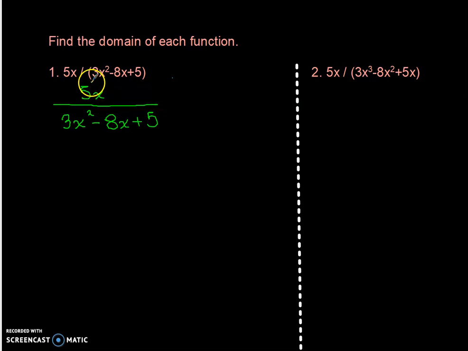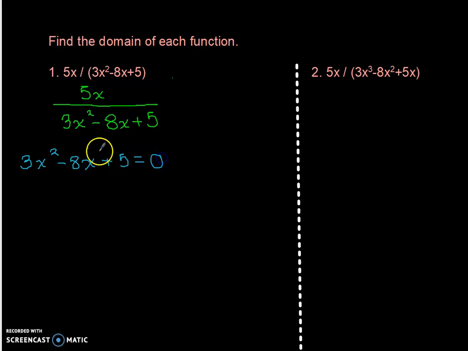So a rational function essentially is just a fraction. What you can never have in a fraction is a zero denominator. So that's where I'm going to start off. I'm going to set my denominator equal to 0. So this will be 3x squared minus 8x plus 5 equals 0.